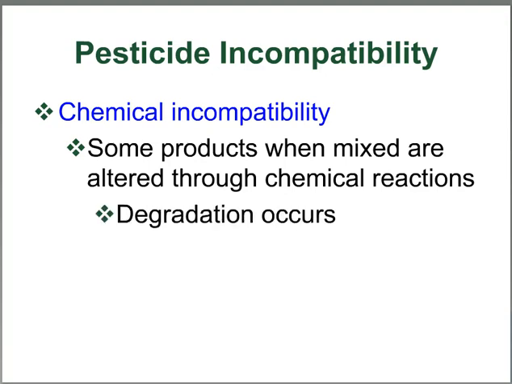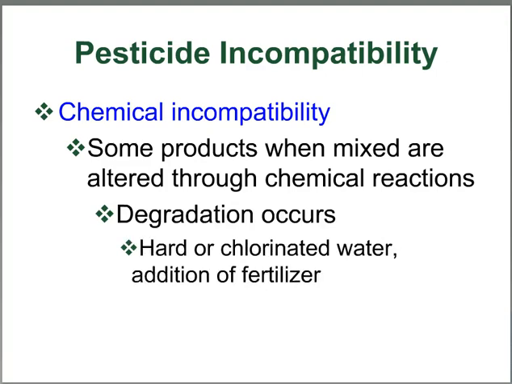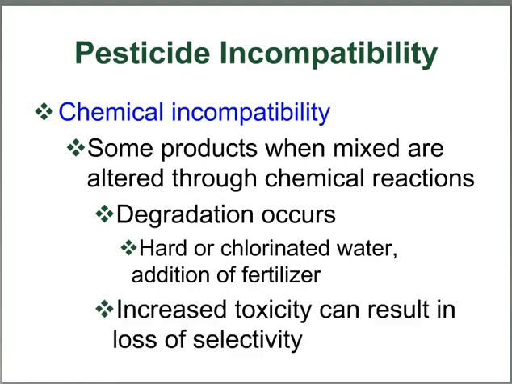A reduced chemical activity of one or more of the pesticides in the mixture is more likely to occur when hard water, chlorinated water, or fertilizer is used as the carrier. At other times, the combination of the pesticides may result in increased chemical activity and increased effectiveness of the products.